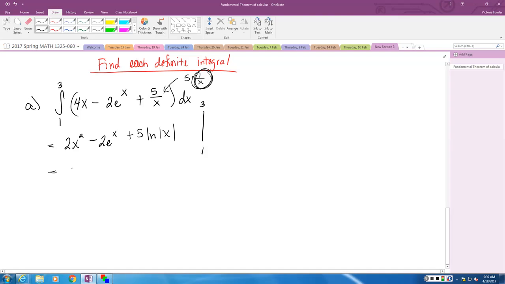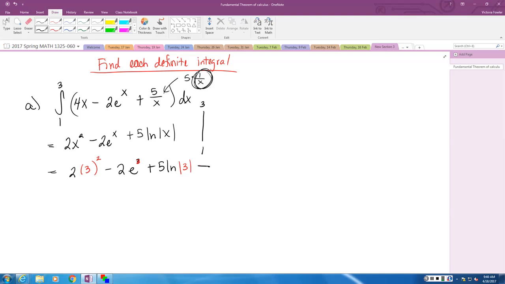Okay, so what I'm doing is I'm plugging in which value first? 3, okay. So I evaluate it at the far end point. So I have 2 times 3 squared minus 2 times e to the third, plus 5 times the natural log of 3. And then I want to show my work, because it is very likely with so many terms that I'm going to mess up in my calculator. So if I want to convey and communicate that I know what I'm doing, the next most important part for me to show is what I'm actually doing prior to sticking it into the calculator.